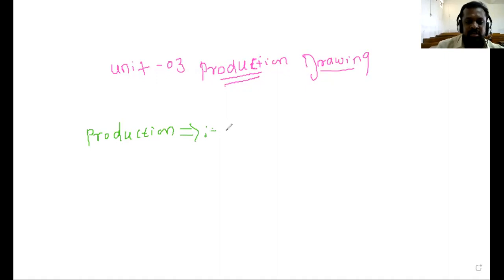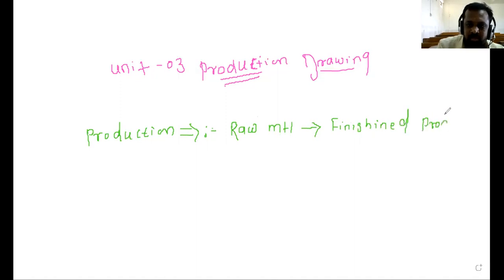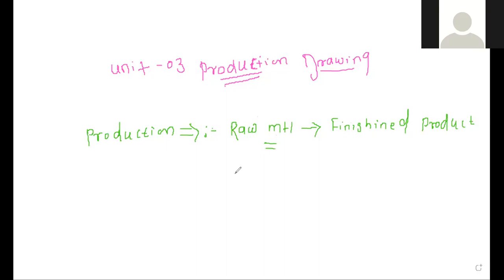Production is nothing but the process of conversion of a raw material into a finished product. This is called production. Production is just a process.